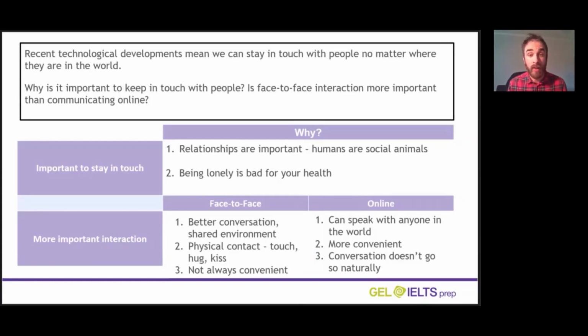Now, all of these points are relevant for my essay, but I should choose which side I support. I think face-to-face interaction is more important than online interaction. So I could choose maybe two positive points and explain those. And then maybe I could choose a positive point about online interaction as a contrast, or I could use a negative point about face-to-face interaction and compare that with interacting online. So choose an opinion and support it with relevant points, but also reference the other side, make concessions to the other side.